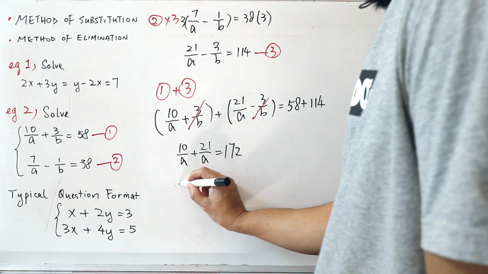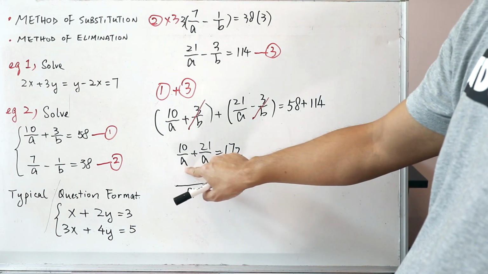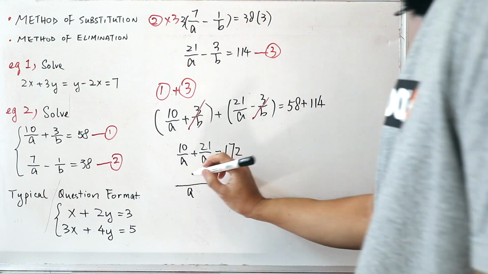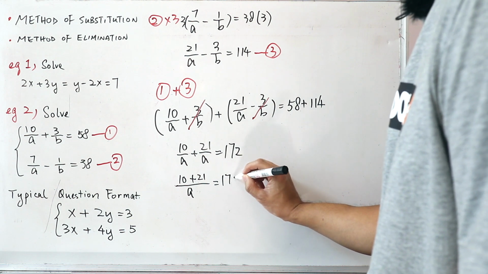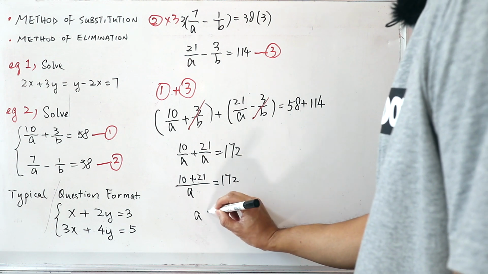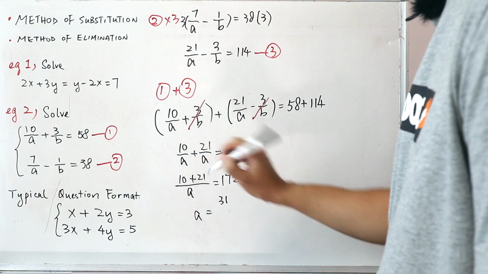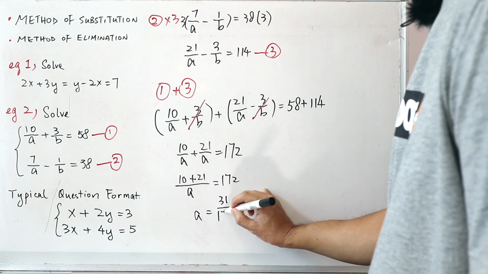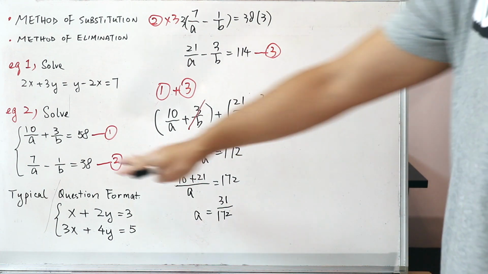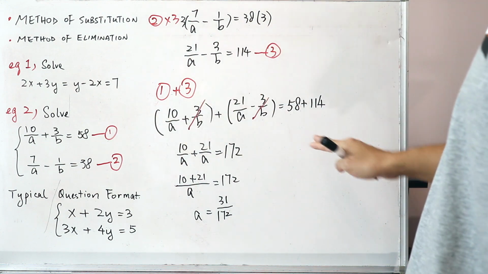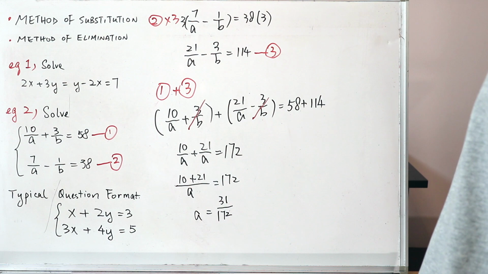So now we do a common denominator because both of these terms here have a denominator of a, so we can just do this. 10 plus 21 is equal to 172. So a is equal to 31, okay, which is 10 plus 21 divided by 172, okay? So we have found a, so now we use any of these equations, 1, 2, or 3, and try to find b. So how about if we use equation number 3?